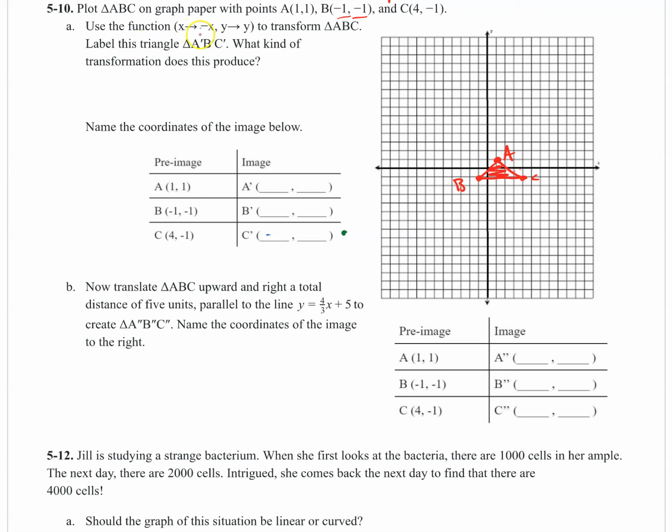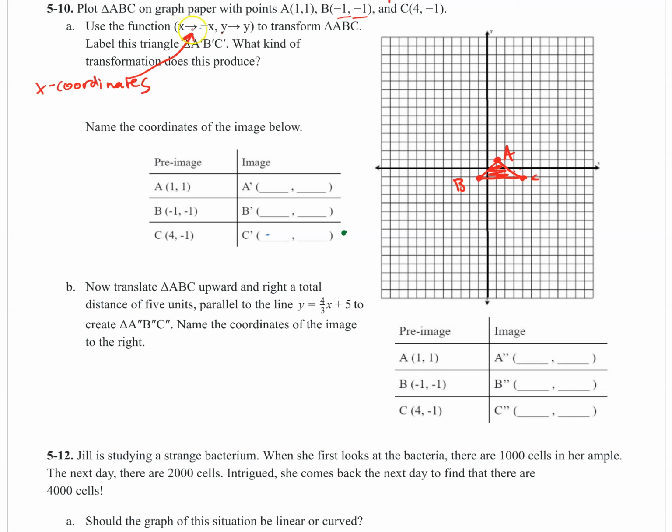And then let's look at our transformation. Use the function x goes to -x, y goes to y to transform triangle ABC. Label this triangle A prime, B prime, C prime. What kind of transformation does this produce? And name the coordinates of the image below. So let's look what happens to the x coordinates.